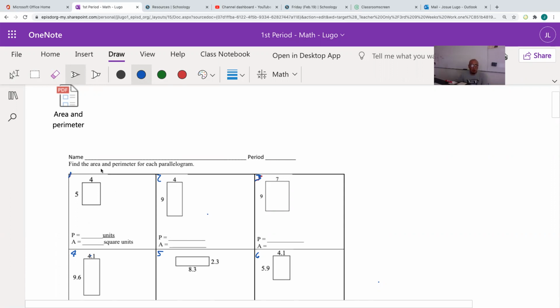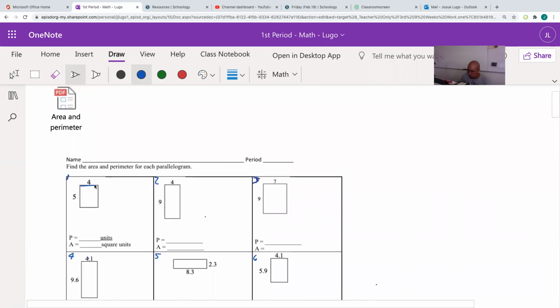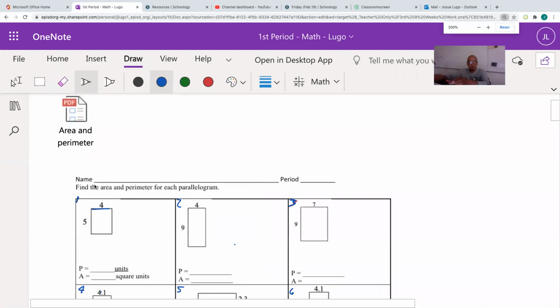So looking here at number 1, remember, this is a rectangle. It is a form of a parallelogram. So we know that opposite sides are going to be the same length. So if this face up here is 4, and let me make this just a little bit bigger. If this face is 4, then this bottom face will also be 4. If this face here is 5, then this face opposite of it will also be 5. And so to get the perimeter, ladies and gentlemen, all I have to do is add all of these together. It doesn't matter the order, just add them together.